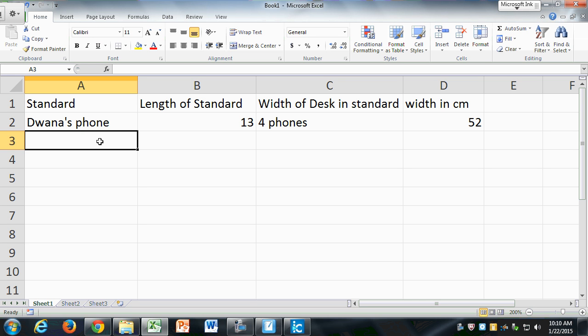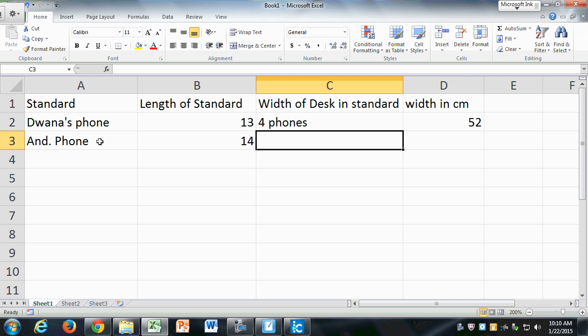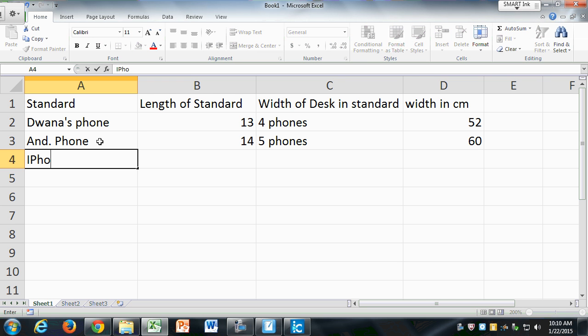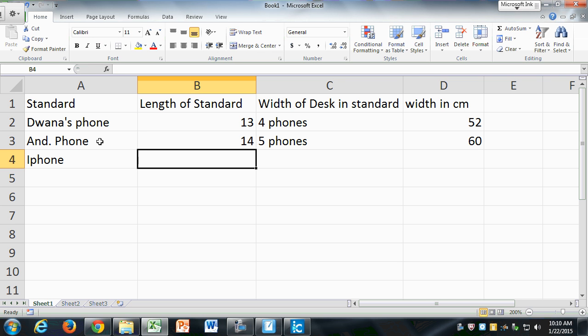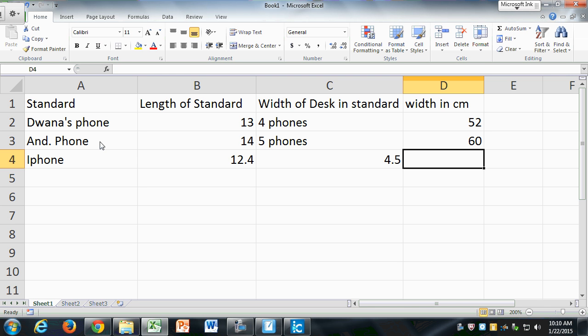What you got, Mike? 14 centimeters, 5 phones, and 60. Kristen. An iPhone. And it was 12.4 centimeters. Okay. And then it was 4.5 iPhone. And it was 55 grams.